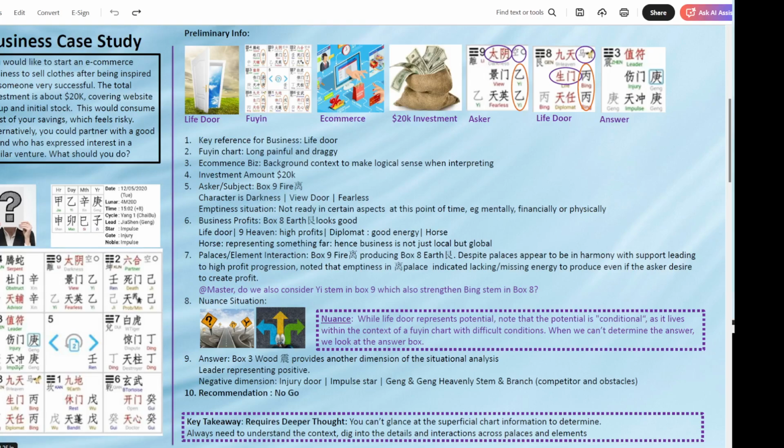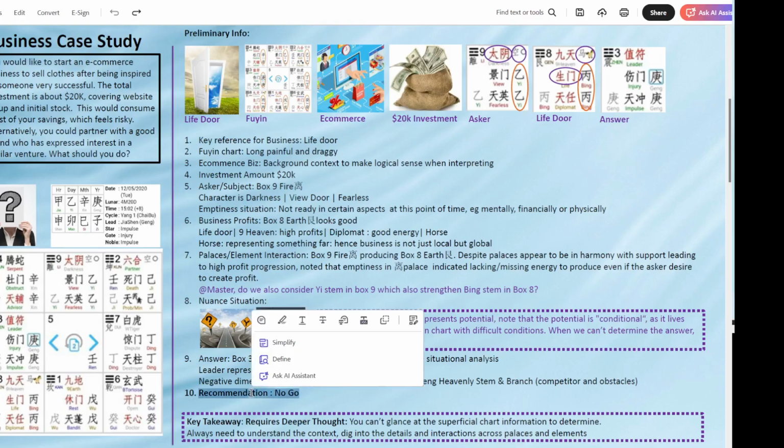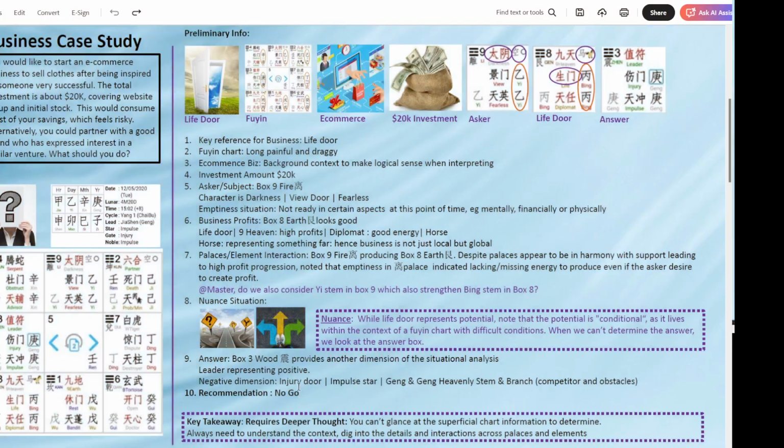What's more important is that inside there is Geng, and we know Geng is a big signal telling us something is amiss, something is wrong. At the end of the day it could represent something highly competitive or major obstacles. So eventually I would say it's a no-go.